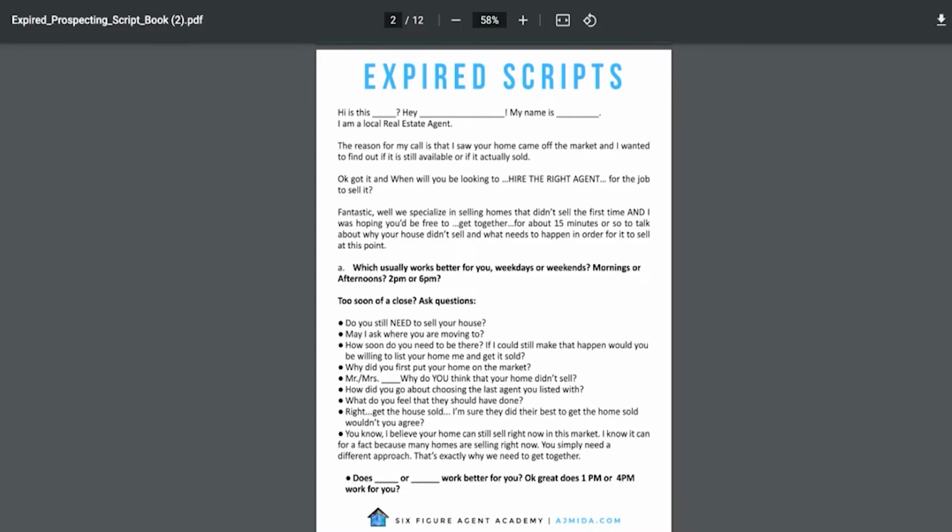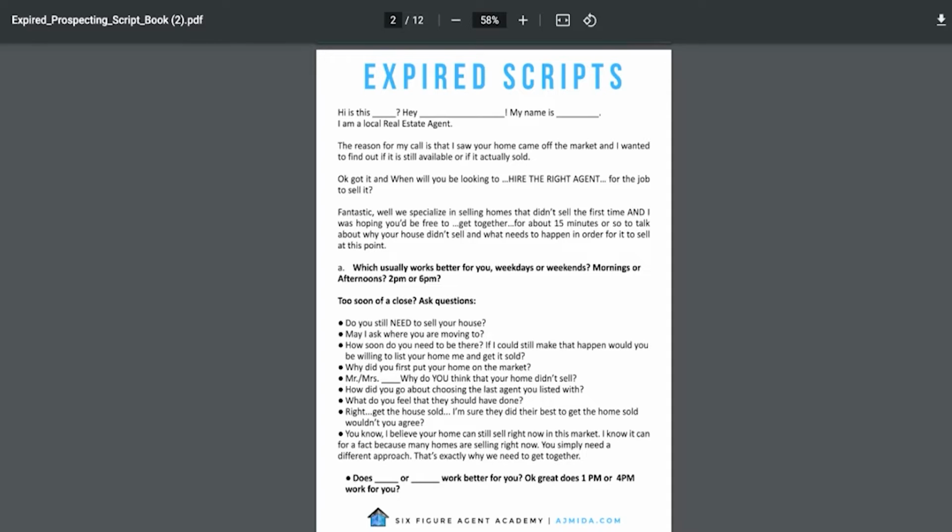So the first line is, "Hi, is this blank? Hey blank, my name is AJ. I'm a local real estate agent." I found, especially if you're with a company that's a big name that everyone would know, oftentimes there's a lot of other agents calling from that brokerage. So immediately they think you're the last agent that called from that brokerage, so they just hang up on you right away. So I'd always just say I'm a local real estate agent.